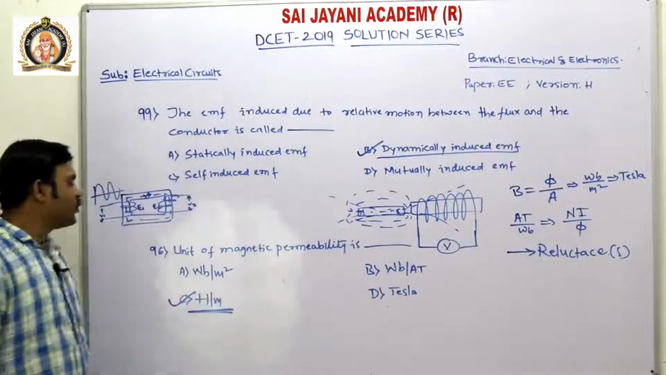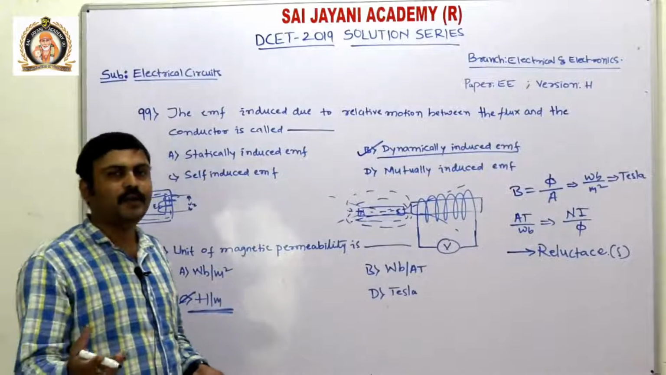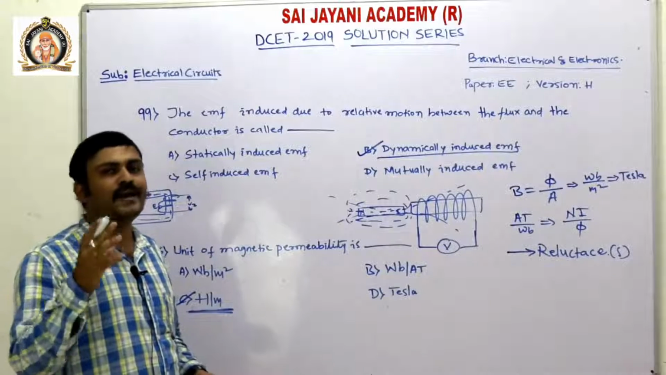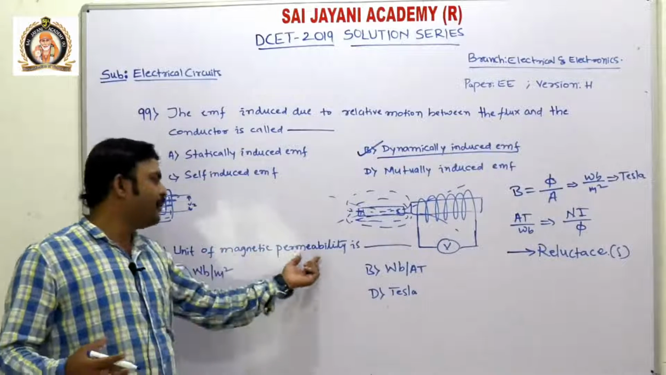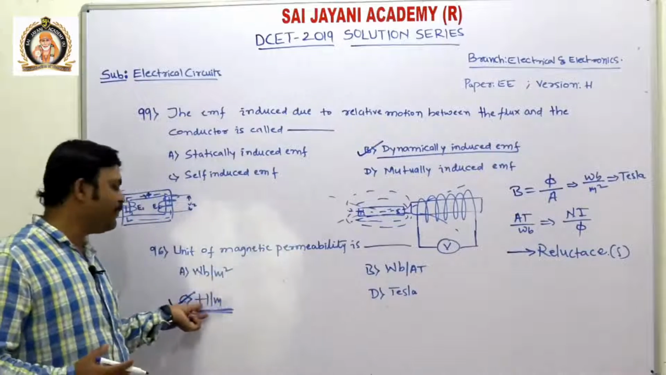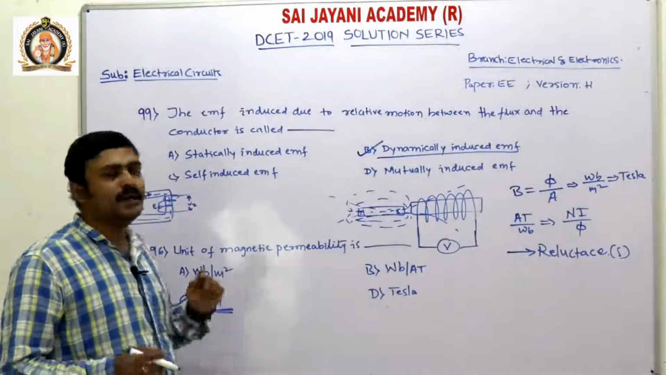Magnetic permeability means the ability of a material to support the production of a magnetic field in it. That is called magnetic permeability, and its unit is Henry per meter. So option C, Henry per meter, is the right answer.